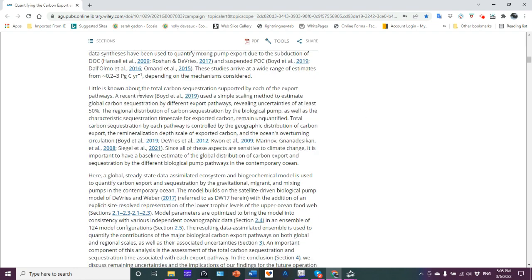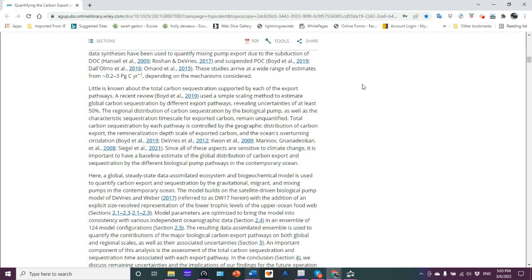They go on to say that little is known about the total carbon sequestration supported by each of the export pathways. A recent review, Boyd et al. in 2019, used a simple scaling method to estimate global carbon sequestration by different export pathways, revealing uncertainties of at least 50%. So, yeah, there's a lot of information we need to find out.